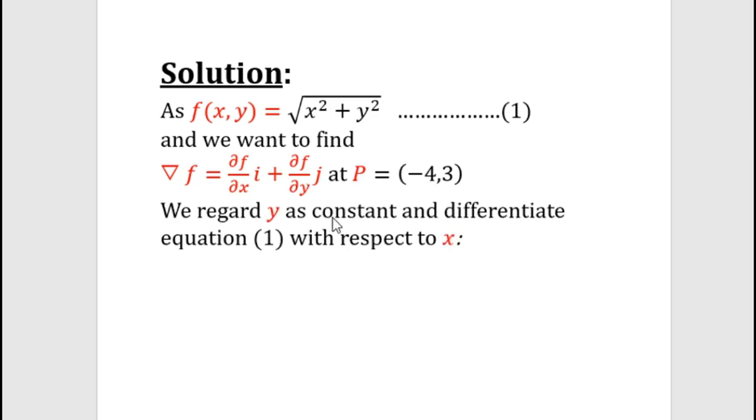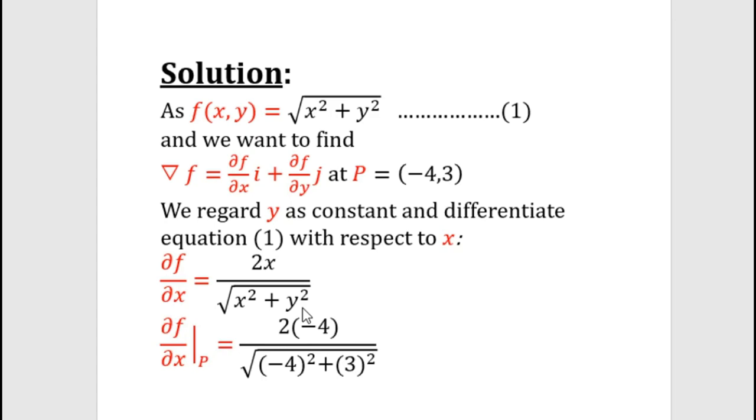So we regard y as constant and differentiate equation 1 with respect to x. So partial f by partial x is equal to 2x over the square root of x squared plus y squared. Now partial f by partial x at p is equal to 2 times -4 over the square root of (-4) squared plus 3 squared, which is equal to -8 over the square root of 25, which is equal to -8 over 5.